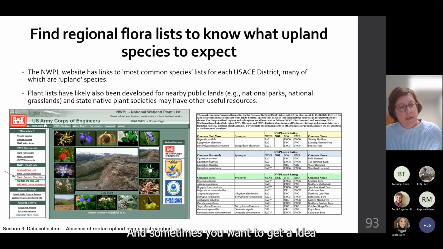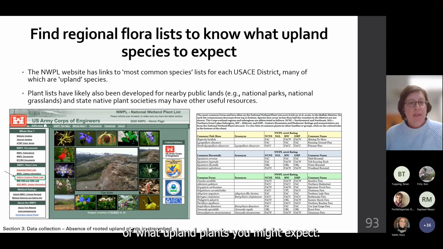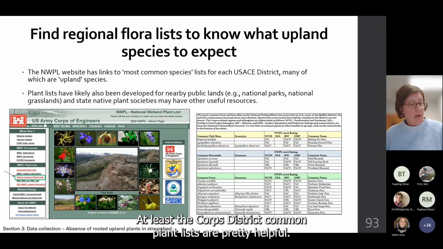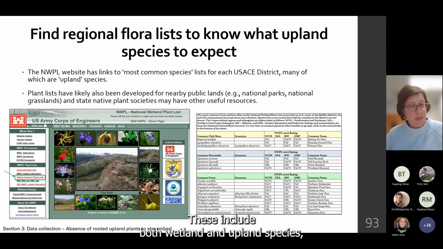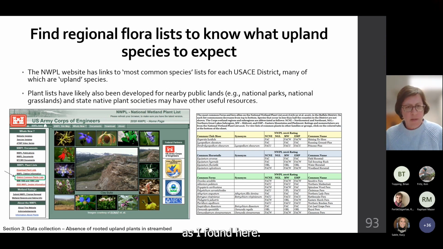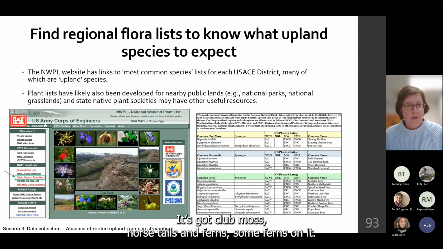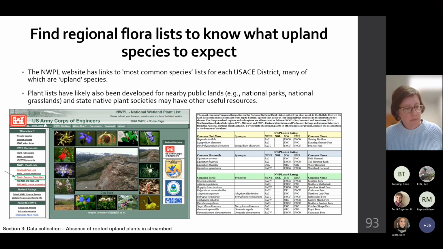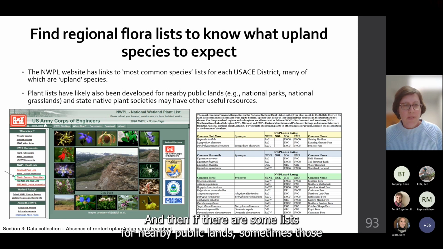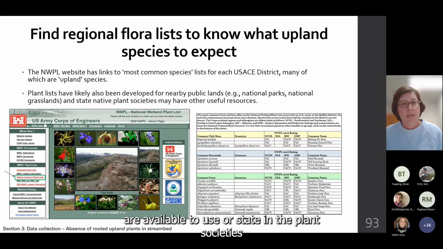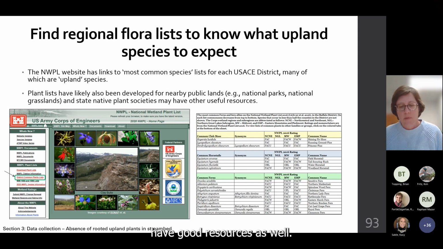And sometimes you want to get an idea of what upland plants you might expect. At least the Corps district common plant lists are pretty helpful. These include both wetland and upland species. As I found here, I think this one from the Buffalo District, this is an excerpt that's got club moss, horsetails, and some ferns on it. Good idea. And then if there are some lists for nearby public lands, sometimes those are available to use, or state native plant societies may have good resources as well.